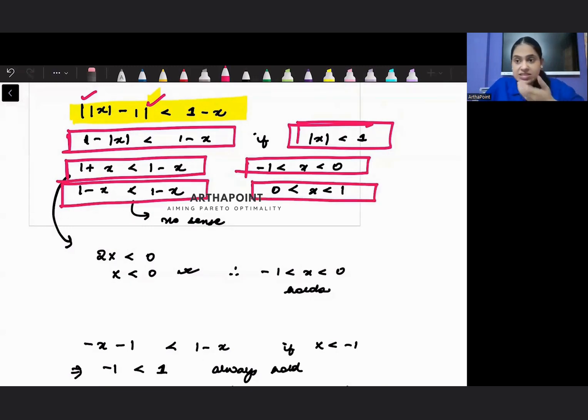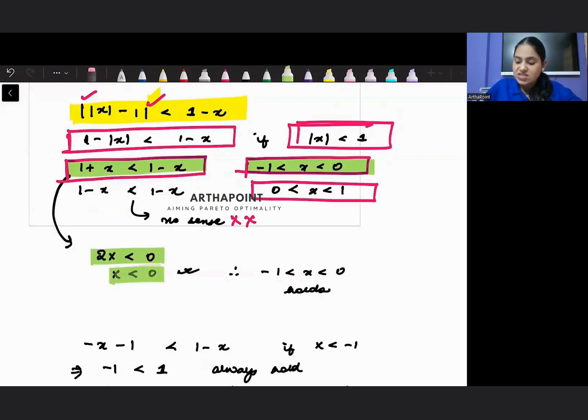Now, 1 minus x cannot be less than 1 minus x, right? The two things are absolutely equal to each other. So it makes no sense and this would be cancelled out. Then you will be left with 1 plus x less than 1 minus x when x is between minus 1 to 0. So 2x less than 0, so x less than 0. So x less than 0 lies in this interval between minus 1 to 0. So yes, this statement holds true.